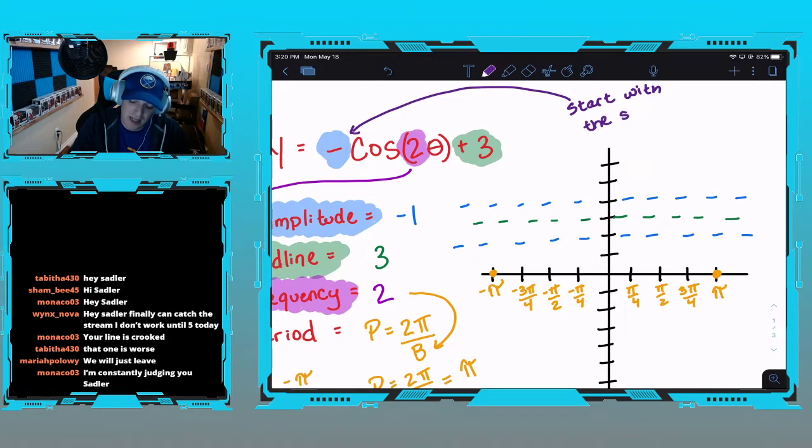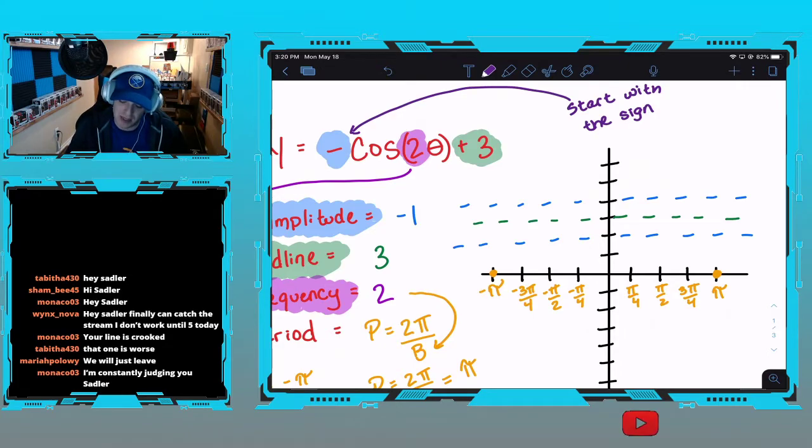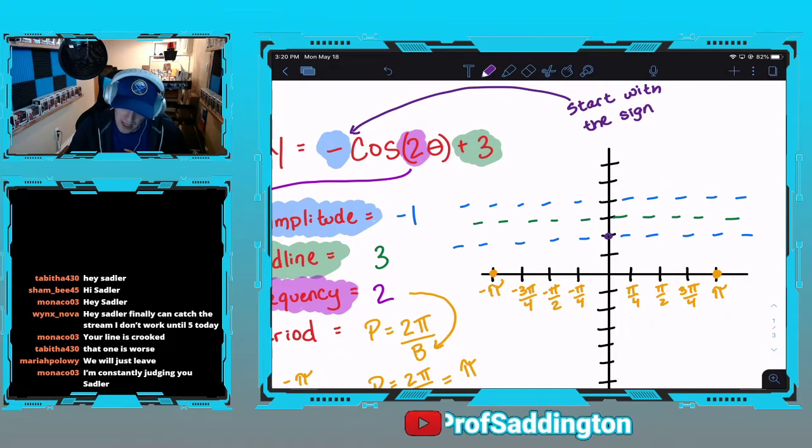Now, it doesn't mean that we're starting down on the negatives on our graph. What it's saying is you're going to start at the negative amplitude. So if you look at your two amplitudes, the highest number was at positive 4. Our lowest amplitude was at positive 2. They're telling you to start at the negative 1, which would be down here at 2. So I'm going to draw in my little dot down here at 2.